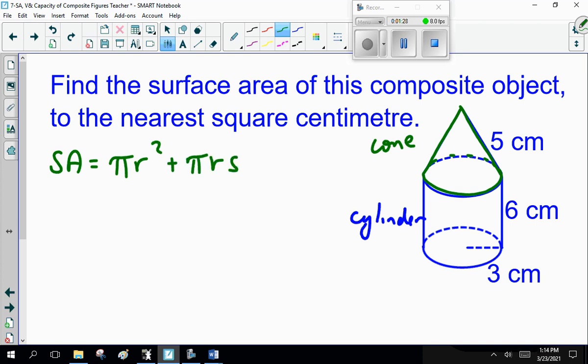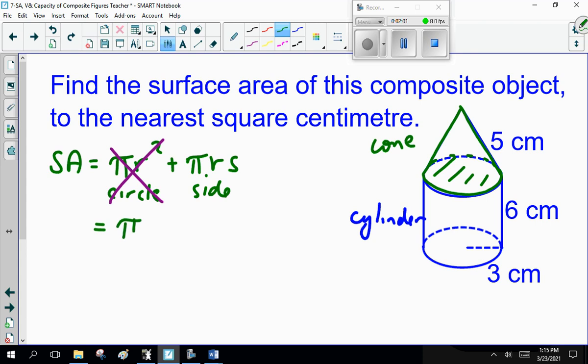Now, this leads right to my very first trick. Oh, not trick, it's the trap that most people fall into. Pi r squared is the circle. Pi r s is the side. Where's the circle? Inside. We don't count it because it's inside, it's not part of the outside. So surface area is just pi r s, just the side.